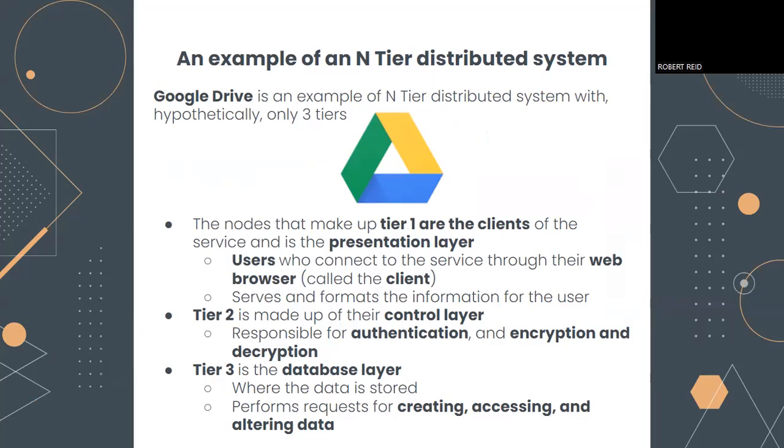Hypothetically, they could only need three tiers. Tier 1 is the client, and it's what presents the data and how the user interacts with the data. Tier 2 is the control, which is responsible for the user authenticating themselves and encrypting their data. And Tier 3 is where the database is stored and performs all the requests for creating, accessing, and altering the data. So this would be an example of an N-tier distributed system.